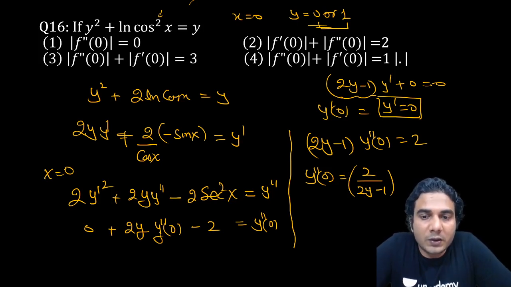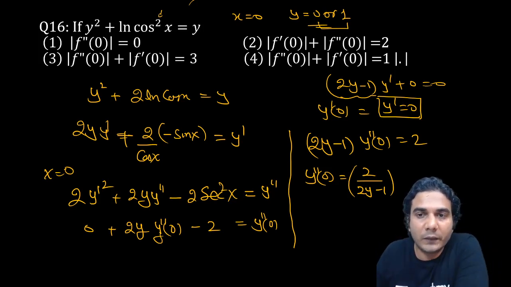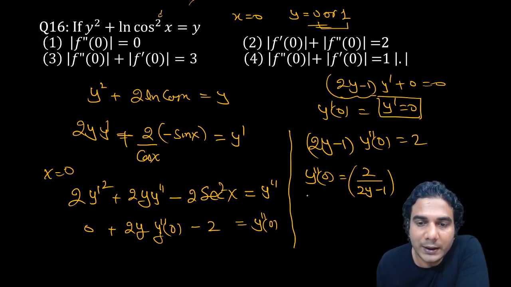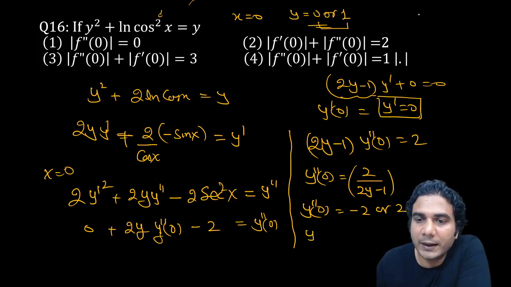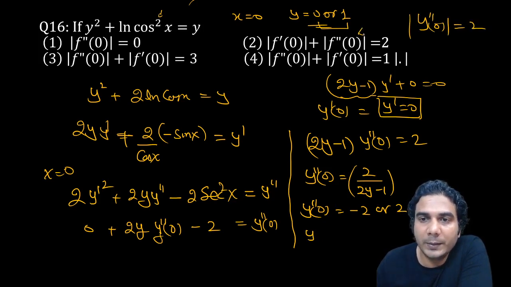And if I take y is equal to 1, then y double dash 0 will be plus 2. So y double dash 0 will be minus 2 when y is 0, or plus 2 when y is 1. So in any case, we need the mod of y double dash of 0, which is 2, right? So the answer is going to be 2, right?